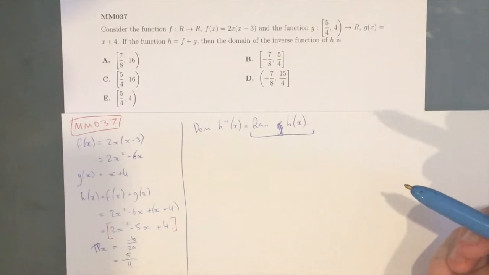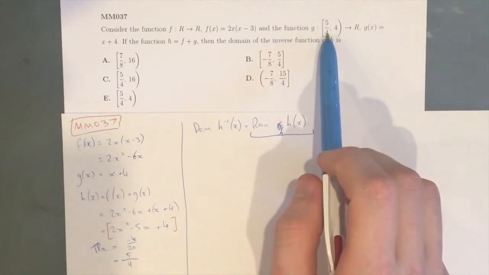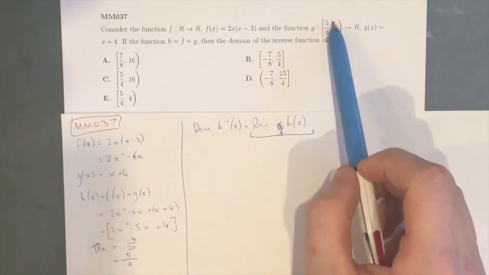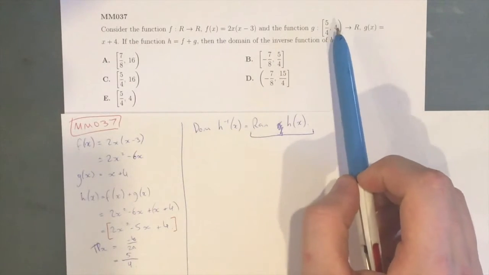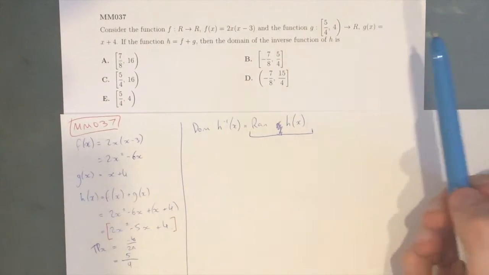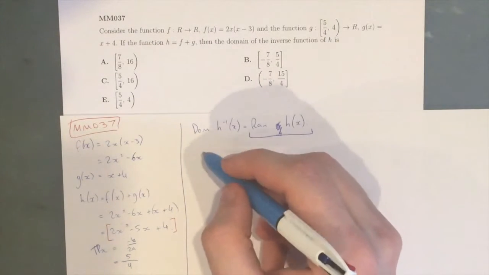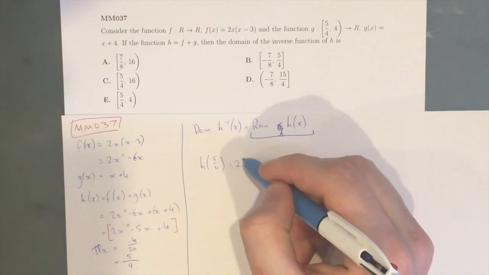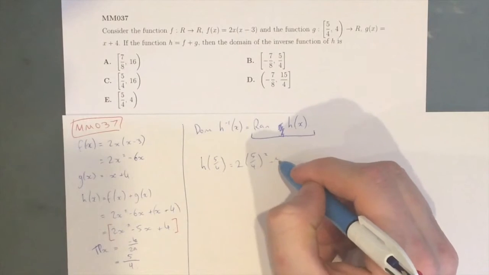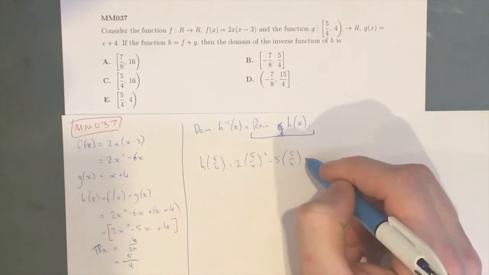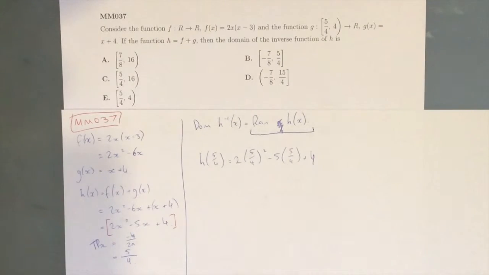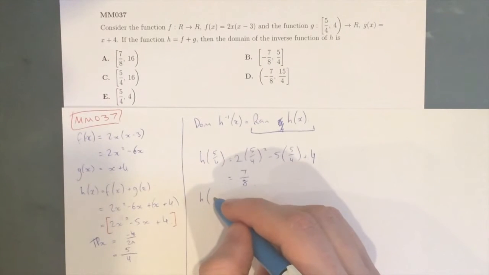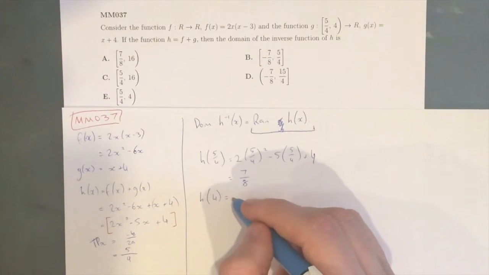So how do we work out the range of h of x? We know that the domain is 5/4 to 4, and we also know that the turning point occurs at 5/4. So at x equals 5/4, we're going to have the lowest y value possible, and at 4, we're going to have another y value, which is our highest y value possible within this domain. So all we need to do is h of 5/4, which equals 2 times (5/4) squared minus 5 times 5/4 plus 4, which equals 7/8, and h of 4, which equals 16.